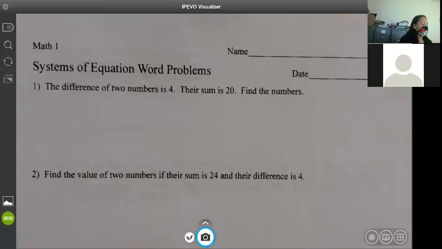All right, we're going to go ahead and get started. We should be at word problems in your notes, and word problems are not hard at all. They are the exact same thing. You just have to set up the equations. So it's the same thing that you've been doing.